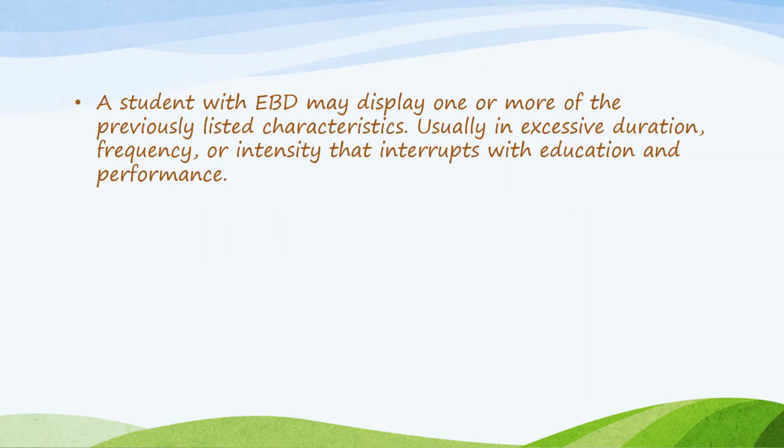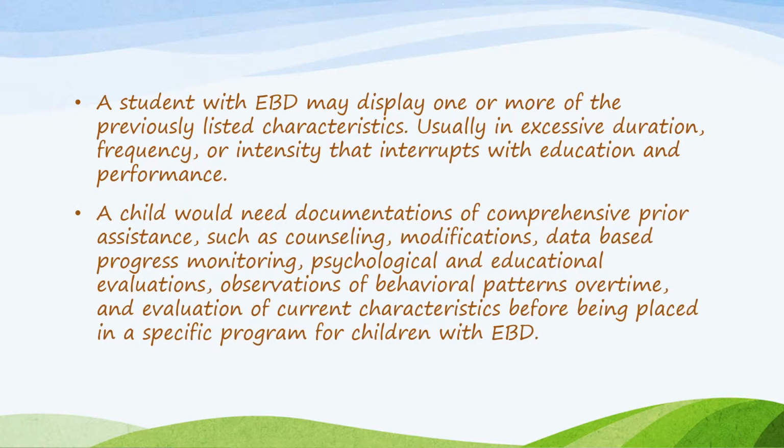A student with EBD may display one or more of the previously listed characteristics. Usually these would exist in excessive duration, frequency, or intensity that interrupts with education and performance. A child would need documentation of comprehensive prior assistance. These could include counseling, modifications, data-based progress monitoring, psychological and educational evaluations, observations of different behavioral patterns over time, and evaluation of current characteristics. This would all need to be done before being placed in a specific program for children with EBD.